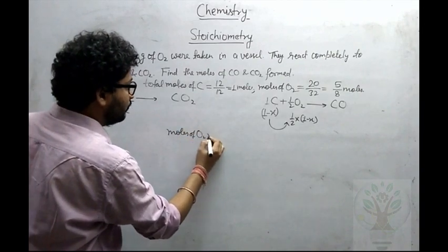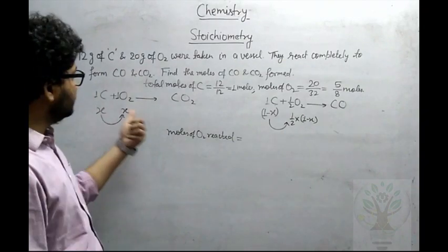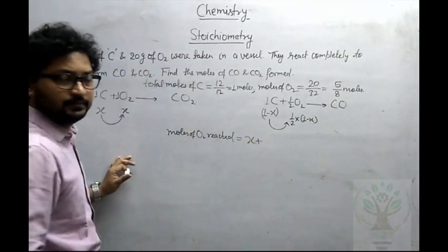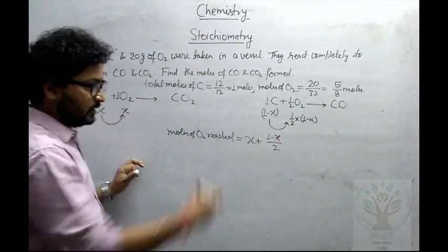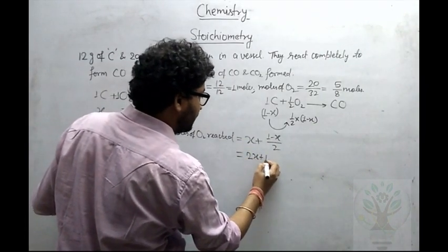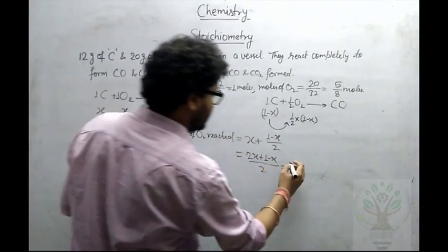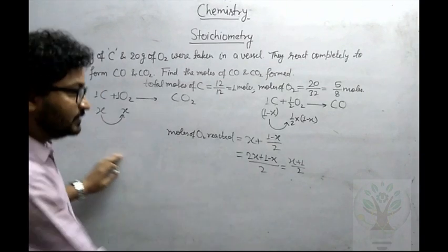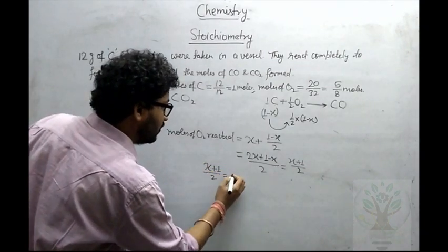Okay. Now, moles of O2 reacted in terms of X. How much? X plus 1 minus X by 2, isn't it? How much it will be? 2X plus 1 minus X by 2. I took the LCM. How much? X plus 1 by 2. Now they are saying X plus 1 by 2 is equal to how much?